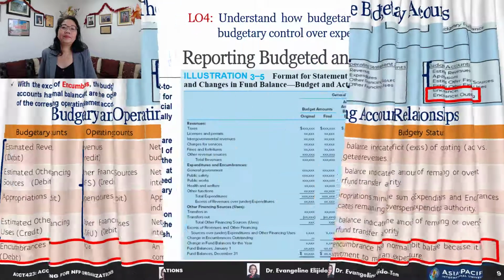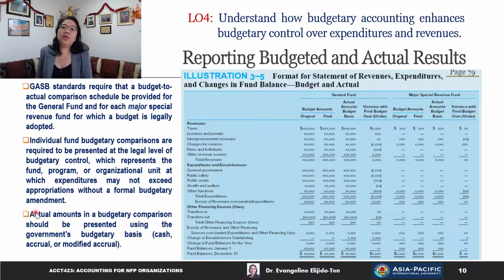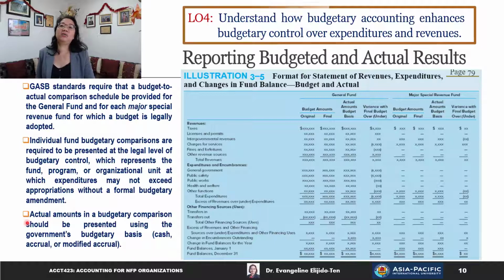Okay. Now, it's important to know that because we will be using that in Learning Objective 5. So I'll reiterate that again when we go to Learning Objective 5. For now, let's focus on Learning Objective 4. We'll understand how budgetary accounting enhances budgetary control over expenditures and revenues.